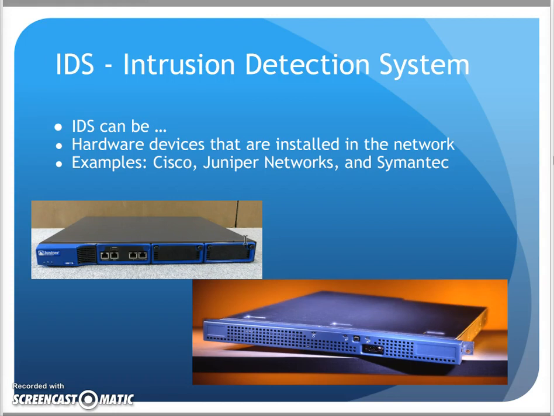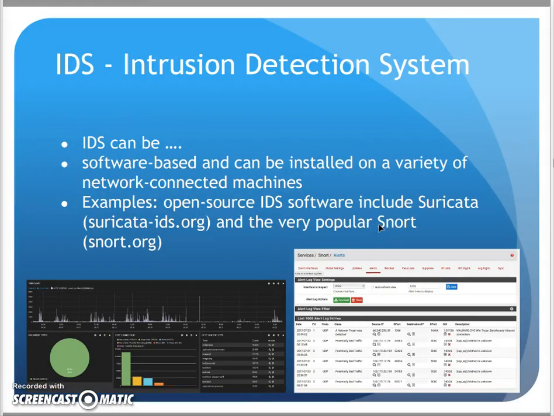This can be an actual hardware device too. Here's a Cisco and a Juniper device that are actually IDSs that can be attached to the network. Just giving you examples of the real deal out there. And these can also be software things. I have two different examples here.